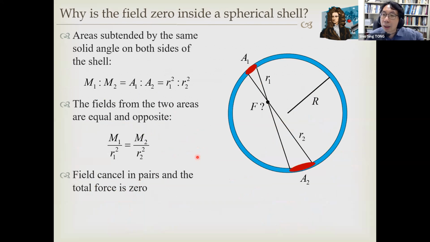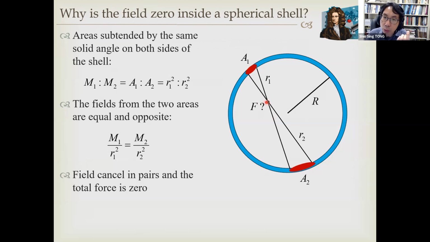Now you may not be convinced about having a zero gravitational field inside the shell. But Isaac Newton, in his book Principia, actually presented another proof. Now suppose this is a uniform shell, and I have a point here, an arbitrary point inside the shell.